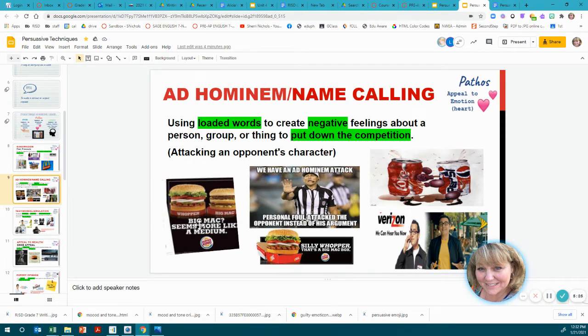Like, for instance, Big Mac seems more like a medium. So the Whopper is Burger King's Whopper is taking on the Big Mac. We have an ad hominem attack, personal foul, attack the opponent instead of his argument. Silly Whopper, that's a Big Mac box. So they're showing that the Whopper can't even fit in the Big Mac box. So Burger King is really trying to call out McDonald's Big Mac.